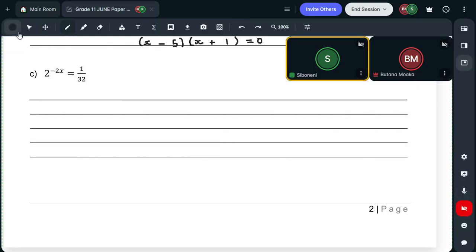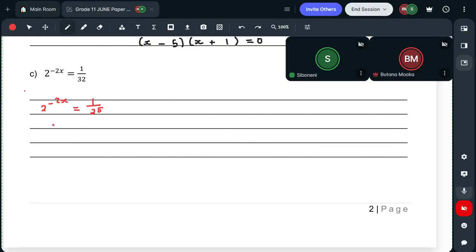Okay. Let's look at this one. This question has to do with exponents. So I'm going to first change the 32 and write that as base 2. Tell me, what is 32 when we write it as base 2? What is that equal to? Do you know how to use your calculator to write a number in terms of base 2? Shift fact. 2 to the 5. Exactly. So this will be 1 over 2 to the 5.